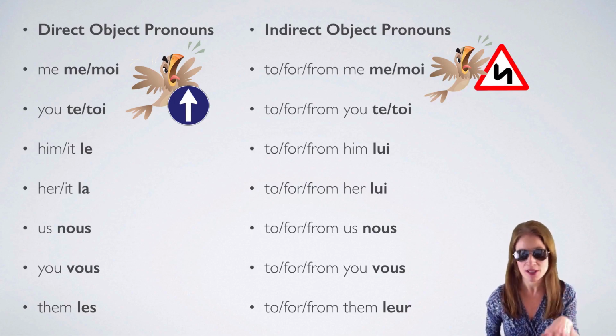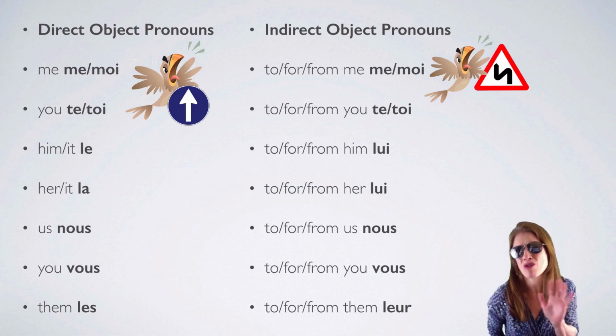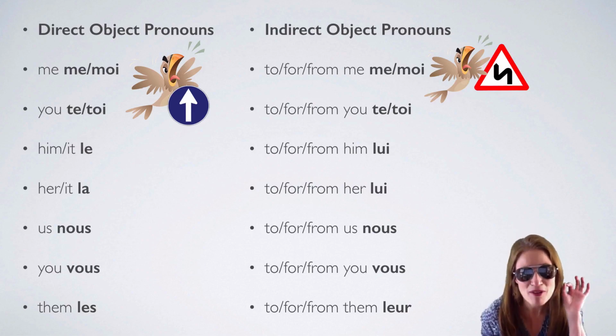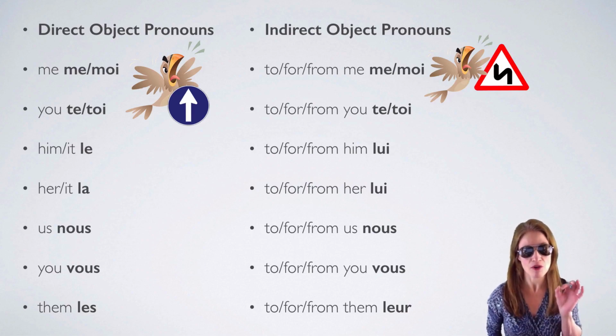To, for or from us is the same, nous. No one will ever change. They're wonderful. We have another change. To, for or from them is leur. They are all the same except we have this lui, leur instead of le, la, les.